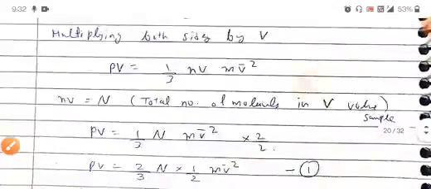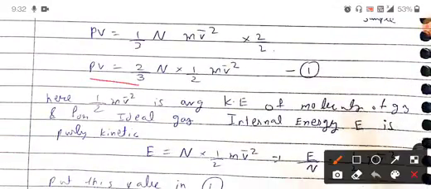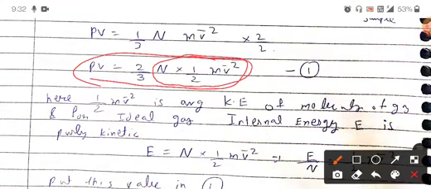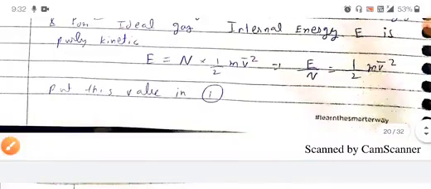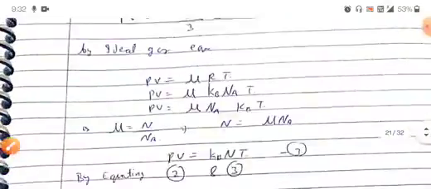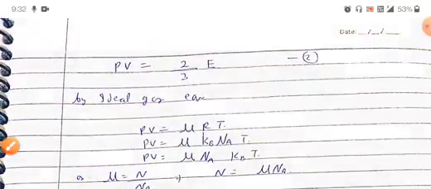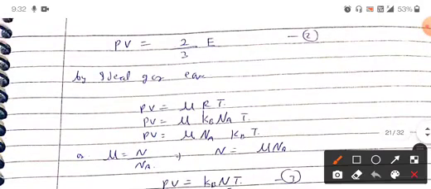Now put this value in equation 1. This was our equation 1, PV is equal to this. So N into half m v square will be equal to what? E. We will put this value in the equation. So PV will be equal to 2 by 3 E. Now this is our equation 2.